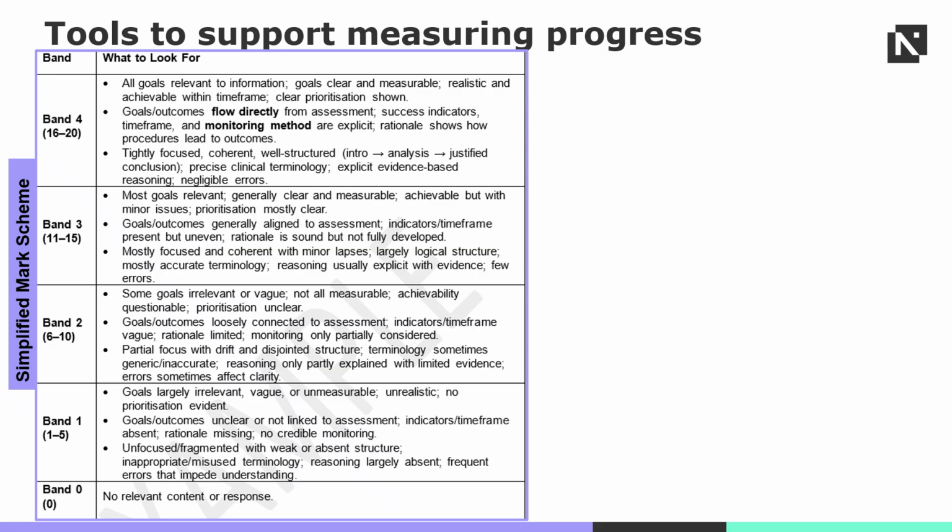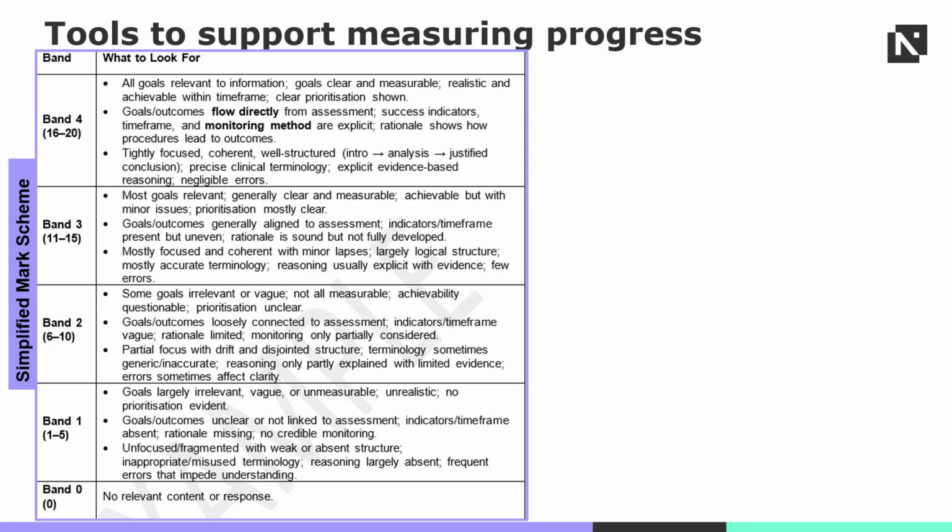Whereas band 3 shows mostly there, generally relevant and clear, broadly achievable, prioritisation mostly clear, and linkage to assessment present but uneven. Indicators or time frame present but not consistent, and justification that's sound but not fully developed. Band 2 pares back further, so this is a loose connection to assessment, vague indicators, limited rationale. Band 1 describes work that is unclear, not measurable or achievable, poor prioritisation, not linked to assessment and missing indicators.